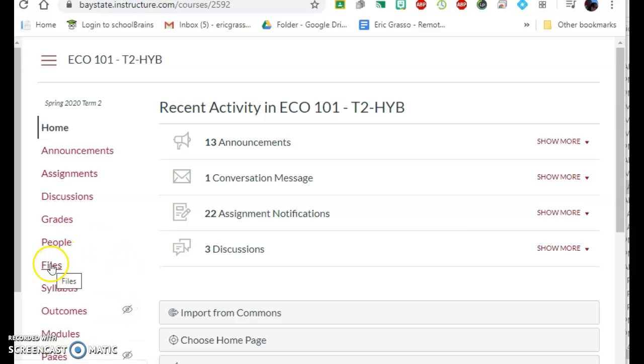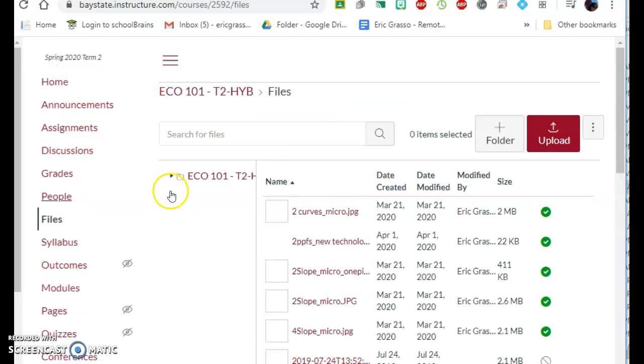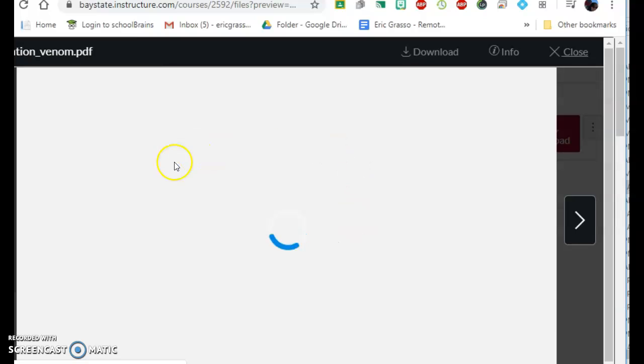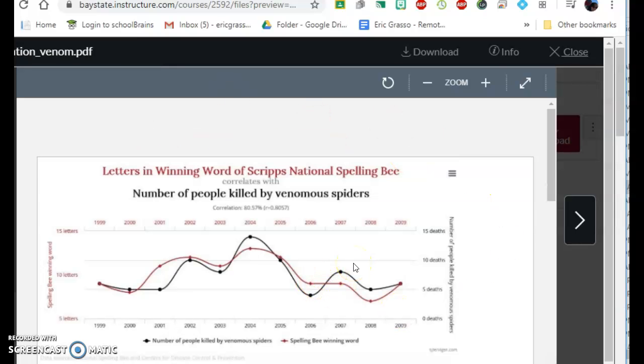For instance, when people are having a hard time finding files or pictures, if you go to our Canvas site, you can go over here, click on Files, click on Date Modified, and you will get all the pictures and things I put up if they're not clicking when you're on an assignment.